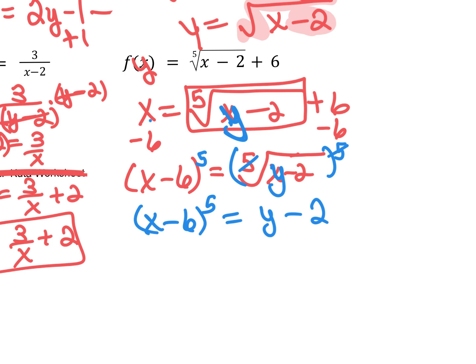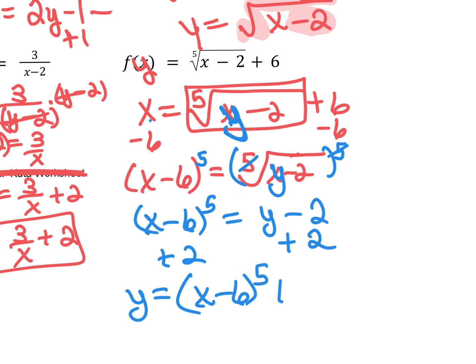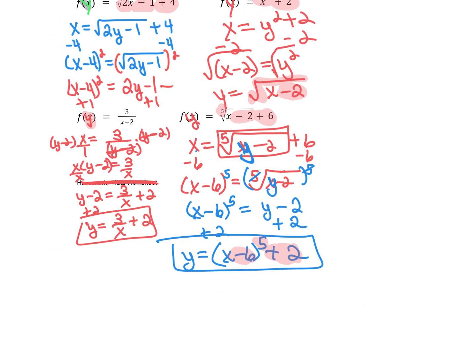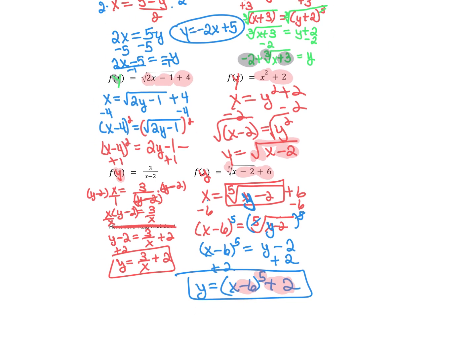So then I'm going to add 2 to both sides, and I get y equals x minus 6 to the 5th plus 2. Again, if you look, just thinking logically, we started out up here. I didn't talk about this with the last one, but we started out with a +6. Now we have a -6. We had a 5th root. Now we have a 5th power. We had a -2. Now we have a +2. So your answers should be fairly logical when you get them all finished.